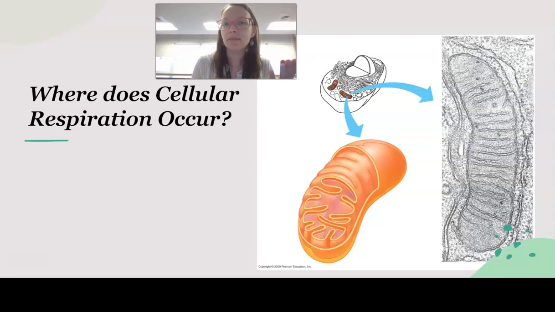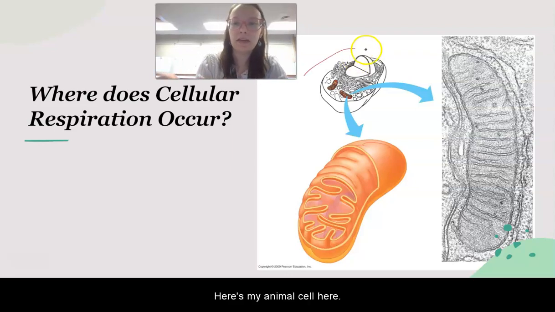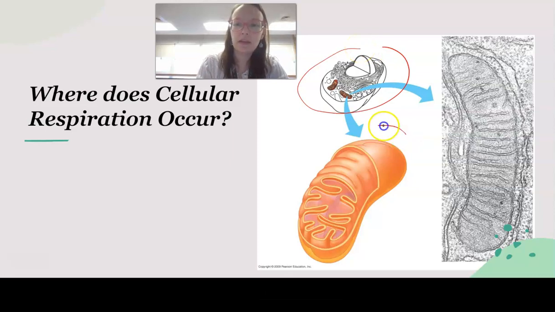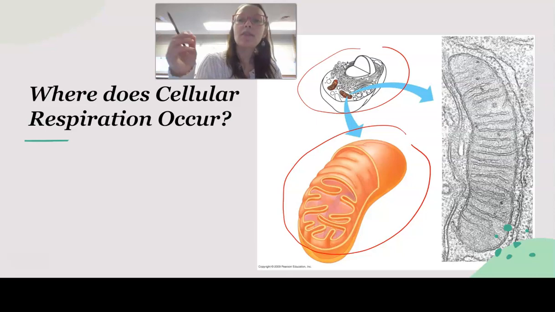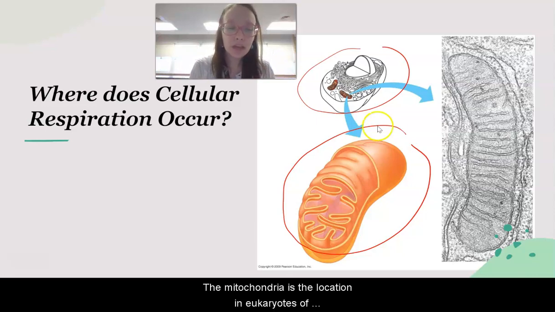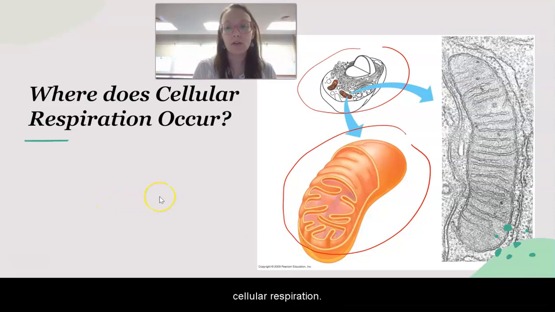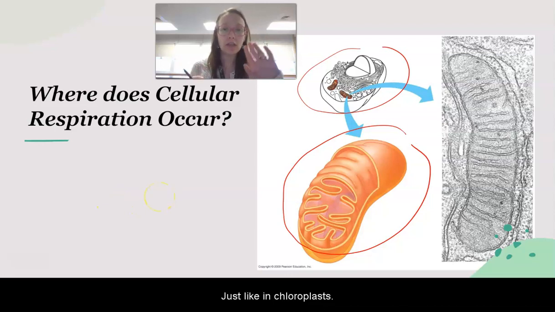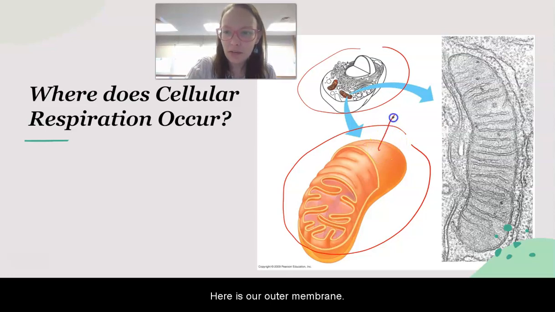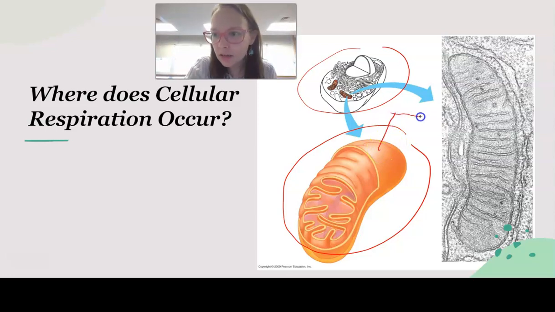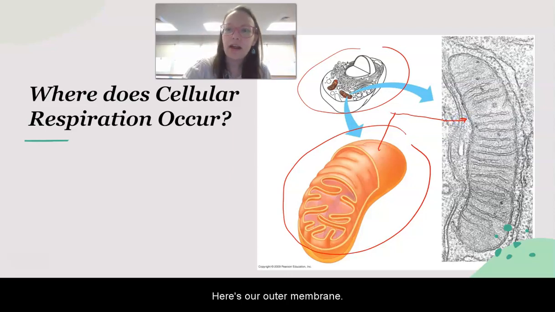where does it happen? Here's my animal cell here, and here is my mitochondria. The mitochondria is the location in eukaryotes of cellular respiration. Just like in chloroplasts, how we had two membranes, we have two membranes in our mitochondria. So here is our outer membrane, and if we're looking over here, it's tough to see. Here's our outer membrane.